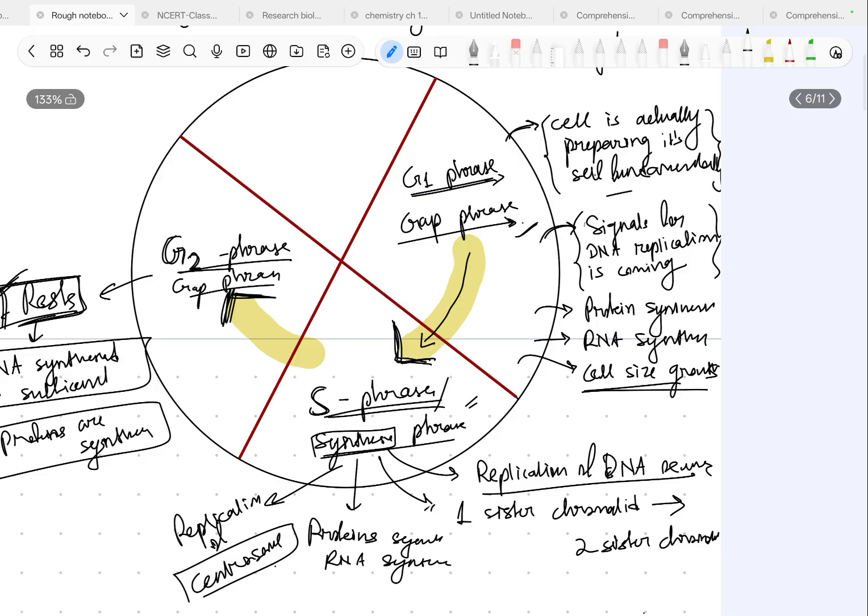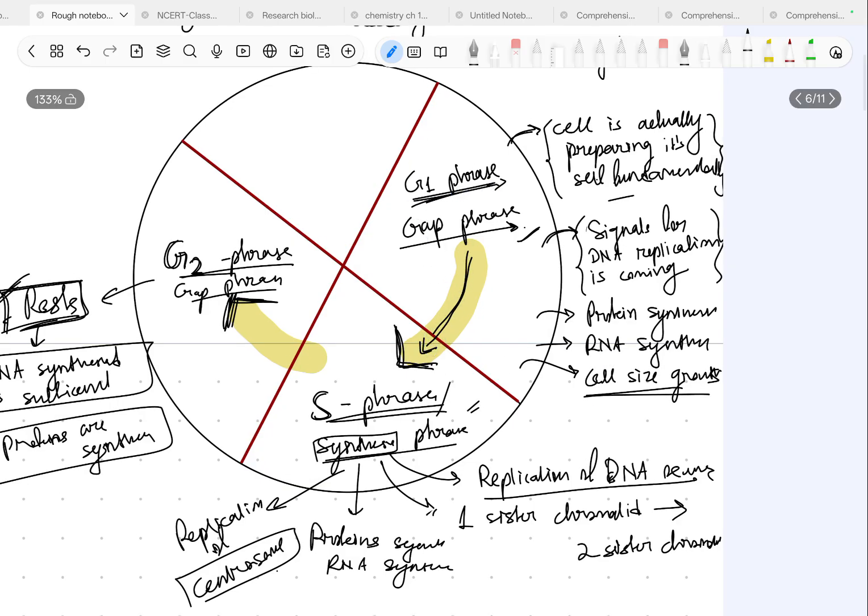In the G1 phase, what happens? The cell is preparing itself. The signals for DNA replication are going, but the replication is actually not occurring. Protein and RNA formation also occur, and the cell size also grows. So there is growth seen in cell size in the G1 phase.